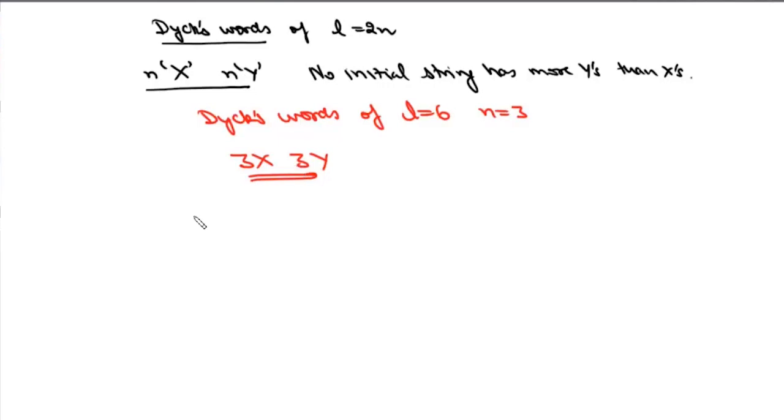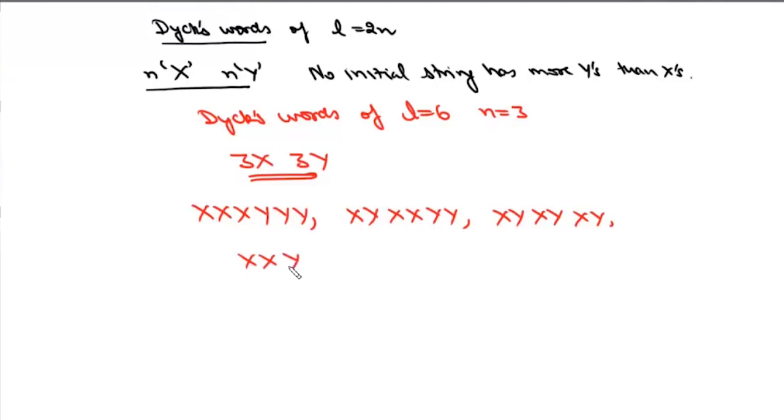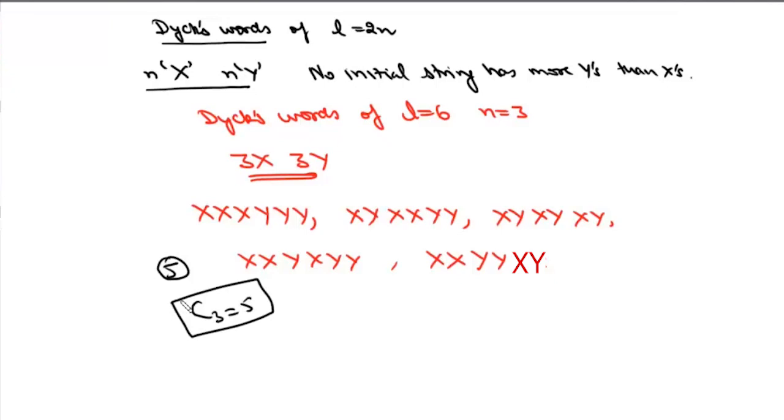Now we can arrange them as x, x, x, y, y, y, or we can write x, y, x, x, y, y, or x, y, x, y, x, y, or x, x, y, x, y, y, or x, x, y, y, which is 5, and 5 is nothing but it is C3. So number of Dyke's word of length 2n, it is given by Cn. And it is same as this previous question.